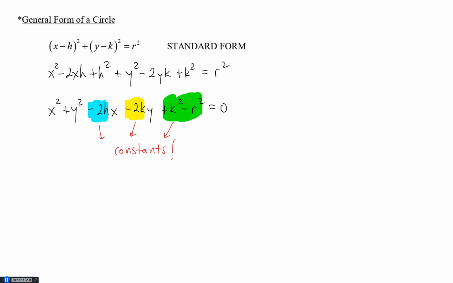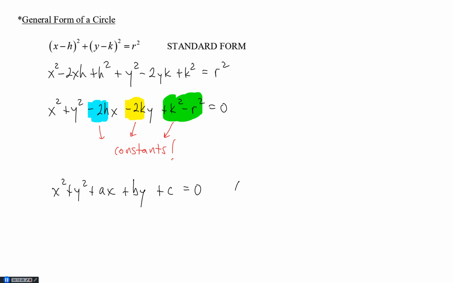Only x and y are variables. So whatever h is, whatever k is, and whatever r is, those are fixed. They're just regular old everyday numbers that don't change for any given circle. So since those are constants, I can just rename them as some specific constant. For example, I'll call negative 2h a, negative 2k b, and k squared minus r squared c.